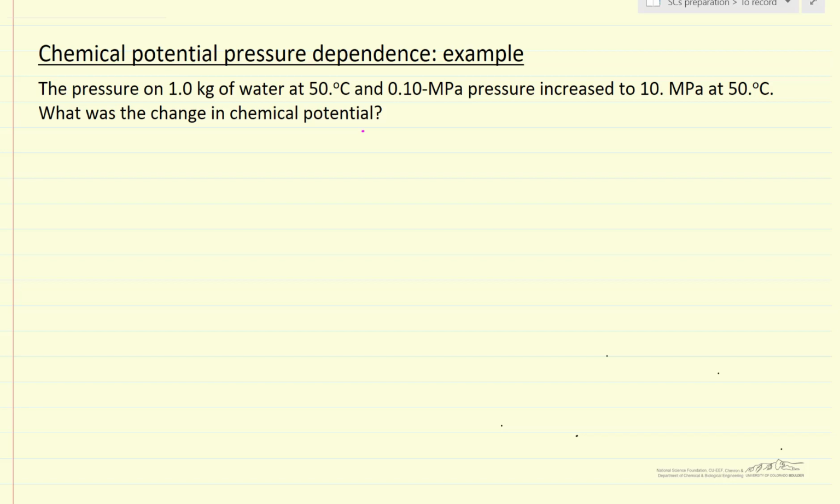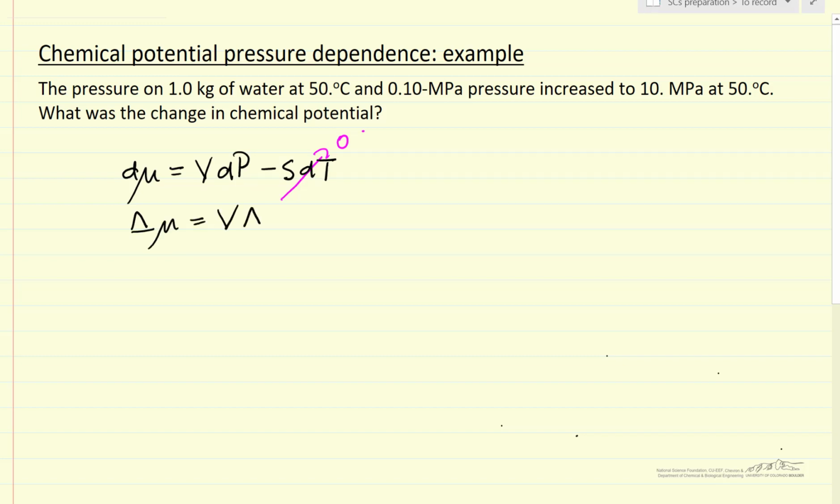Here we're interested in calculating the change in chemical potential for a single component as we increase the pressure at constant temperature. If we look at the differential change in chemical potential related to pressure change and temperature change, since we're doing this at constant temperature, the second term is gone.